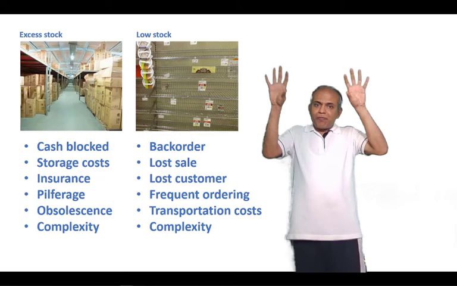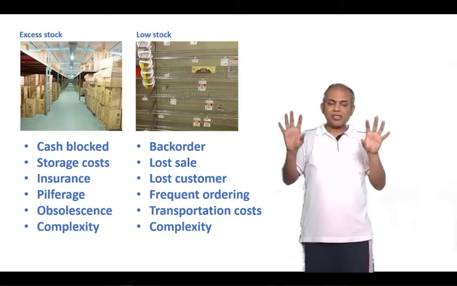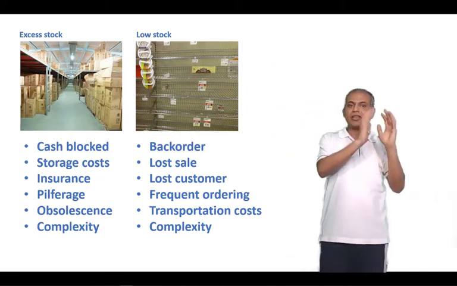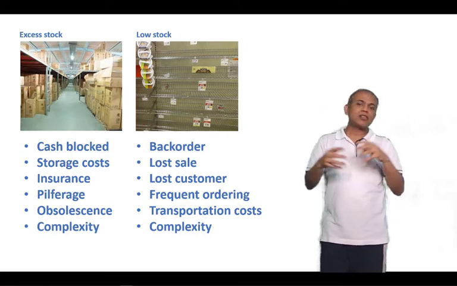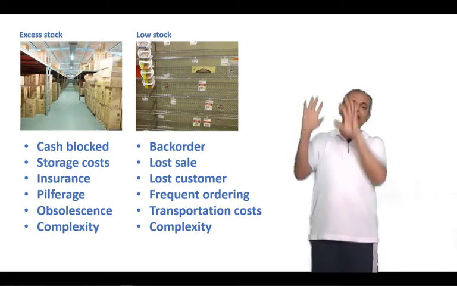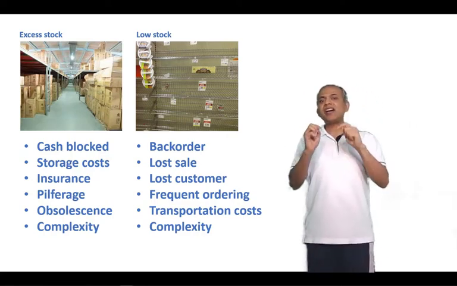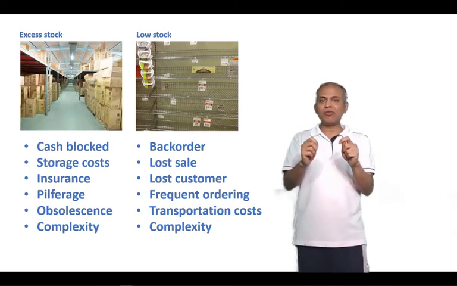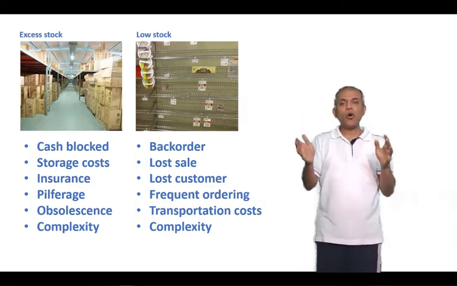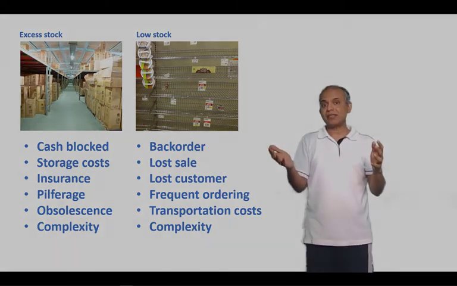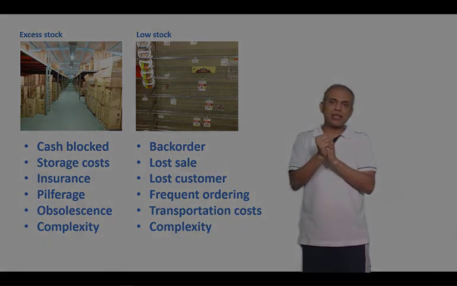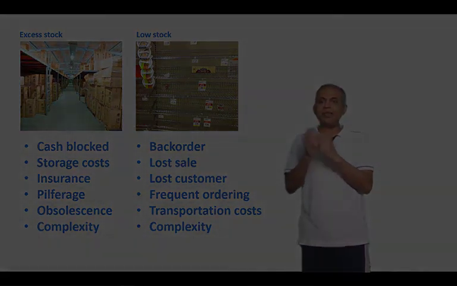So when we list all these costs of having too much and the costs of having too little, the task of purchasing becomes to calculate all these costs and come up with that amount of inventory so that the sum of all these costs is minimized. So that is something that we will see in the next video on economic order quantity.